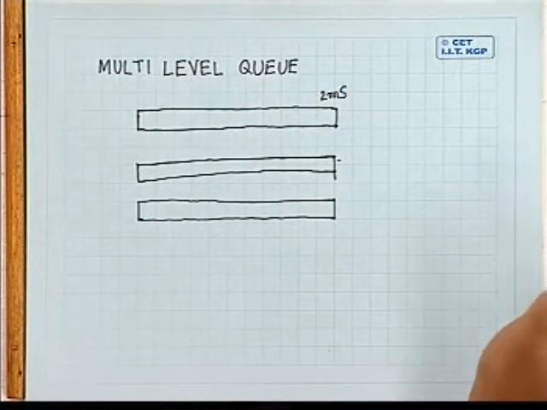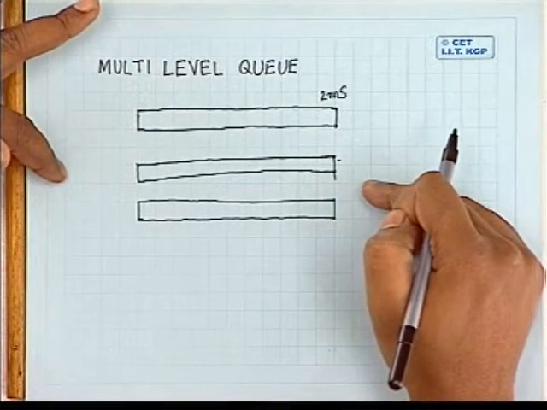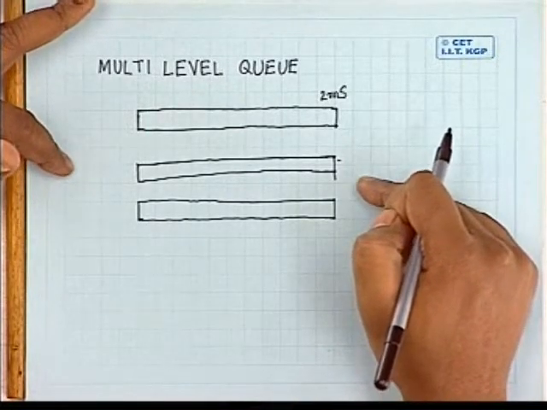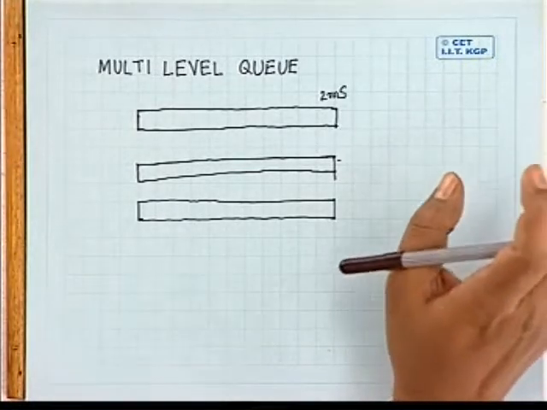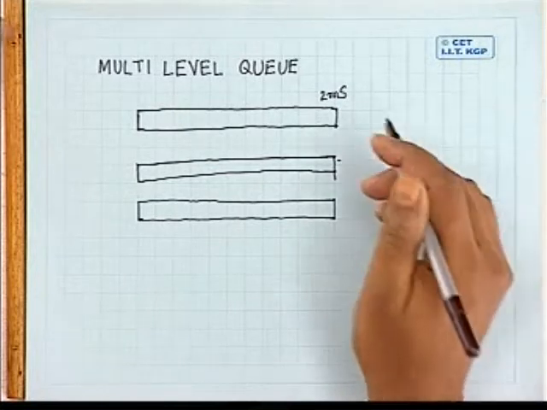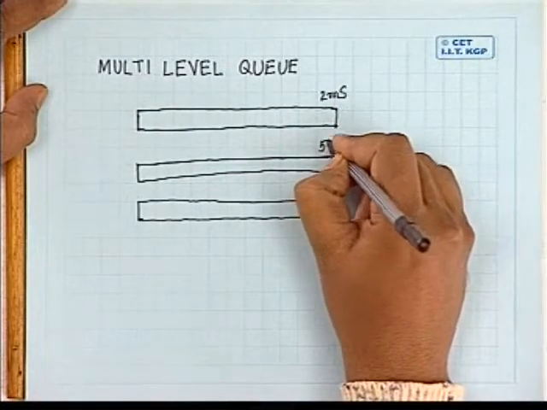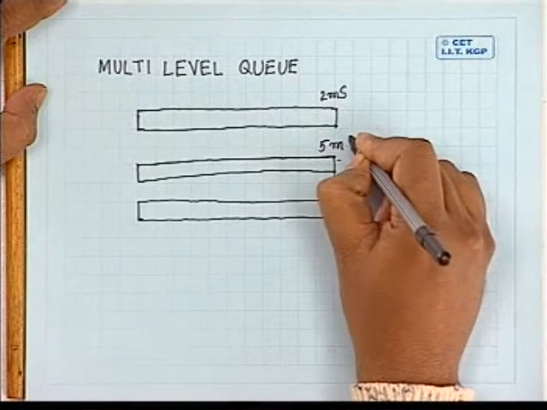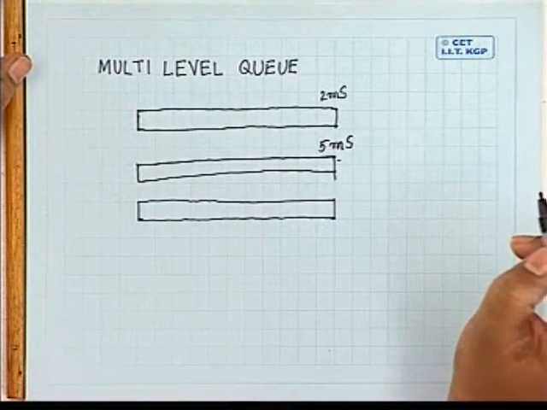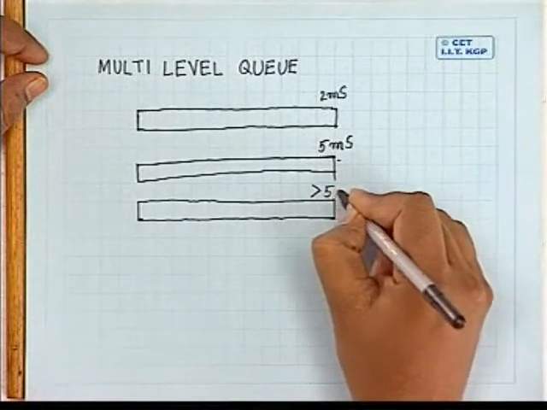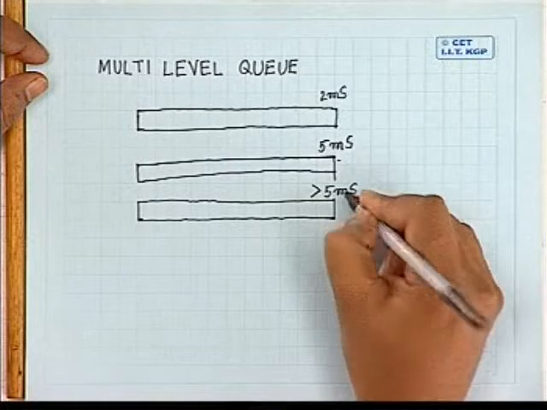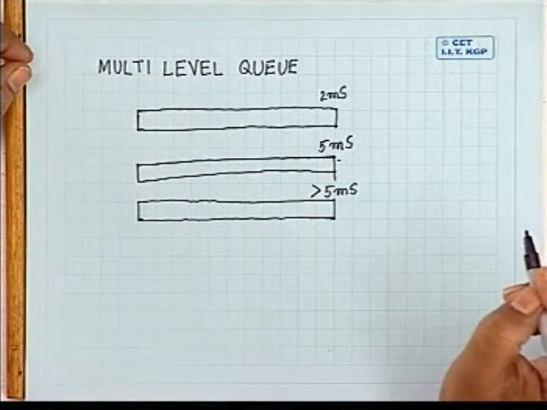The second ready queue may be containing the jobs whose CPU burst requirement is greater than 2 milliseconds but less than or equal to 5 milliseconds. And the third may contain the jobs whose CPU time requirement, or burst duration, is greater than 5 milliseconds.